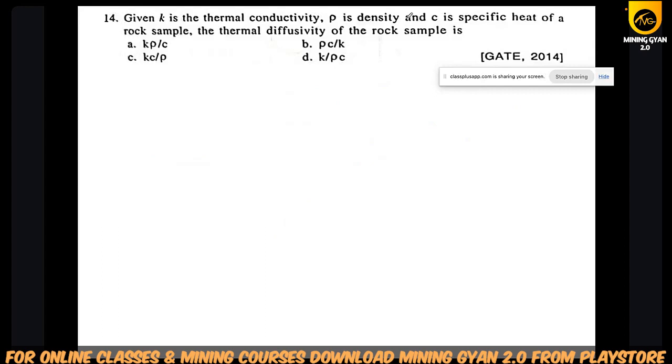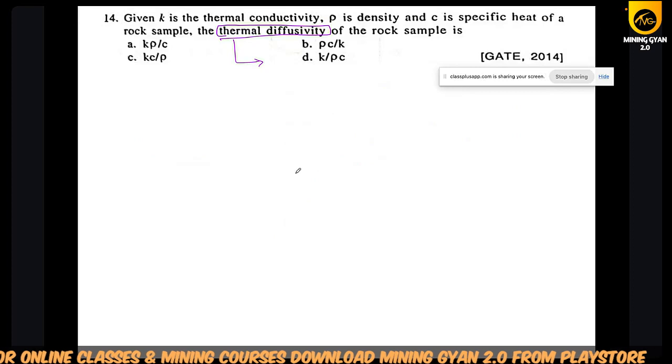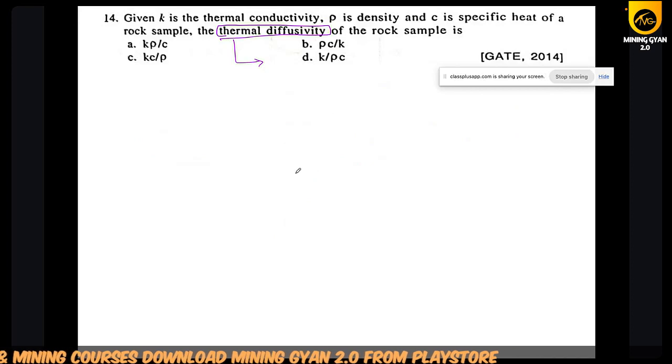Next question. This is the definition of thermal diffusivity. If you know what thermal diffusivity is, then you will be able to give the answer to this question. In AK Gorai we have not discussed thermal diffusivity, but I will let you know what it is.